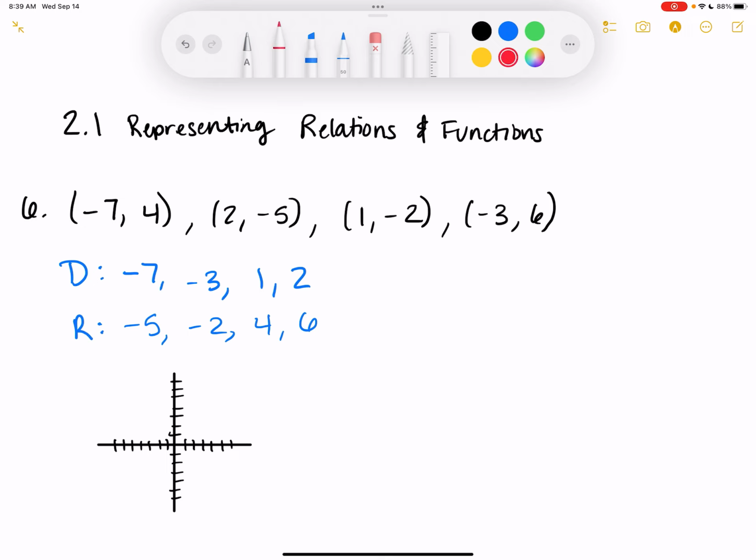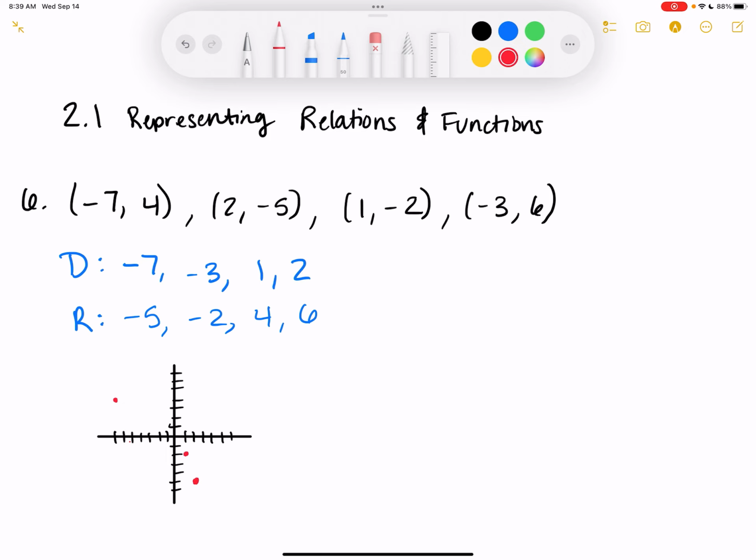Then you just graph each of these points individually. Don't connect them. Literally just put the dots on the graph. So -7, 4. And then 2, -5. 1, -2. And -3, 6.